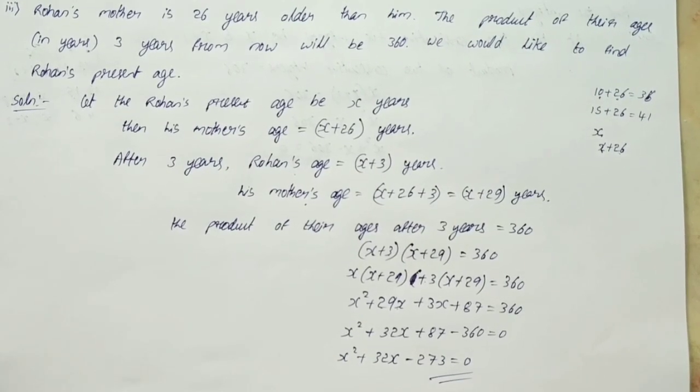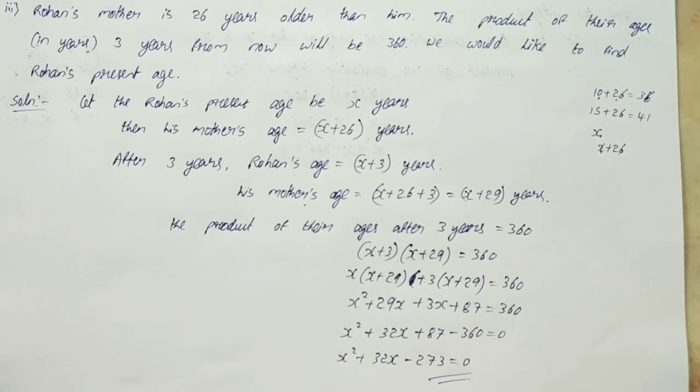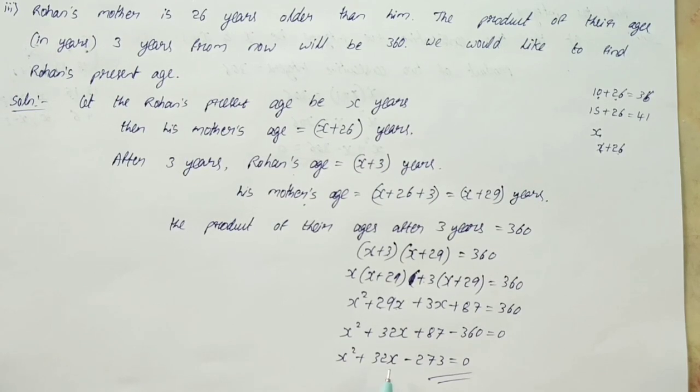If we simplify this quadratic equation, then we will get the age of Rohan and his mother's age. Since they have given, only write the situation as a quadratic equation. So we have represented the given situation in the form of a quadratic equation. That's it.